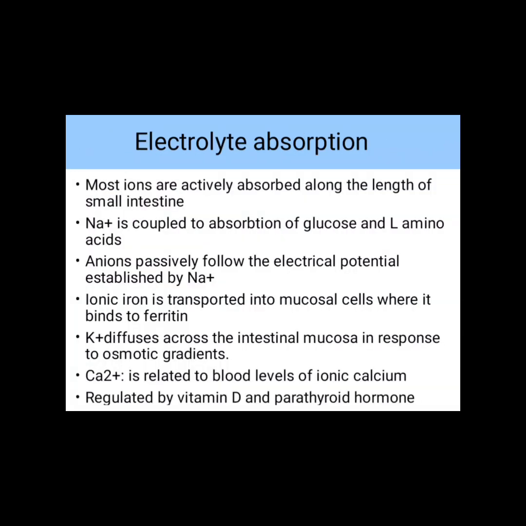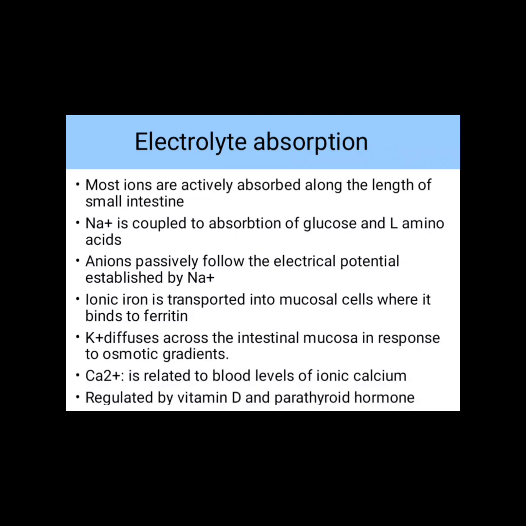Now we can move on to the next topic, that is electrolyte absorption. We know most of the electrolytes are actively absorbed along the length of the small intestine. We can consider sodium. Sodium absorption takes place by a coupled transport mechanism with the help of glucose and L-amino acids. Anions passively follow the electrical potential established by sodium. Ionic iron is transported into mucosal cells where it binds to ferritin. Potassium also diffuses across the intestinal mucosa in response to osmotic gradients.